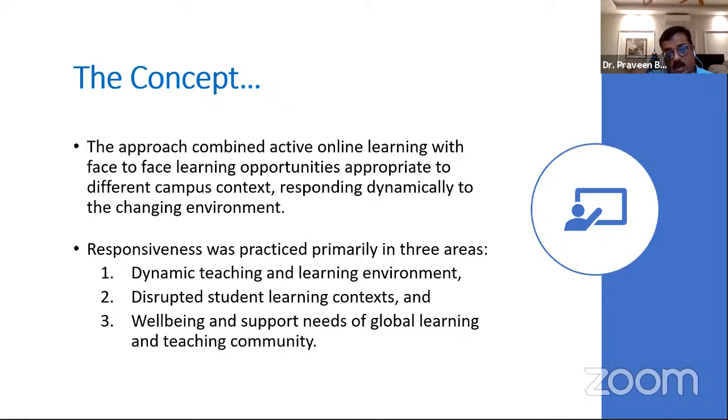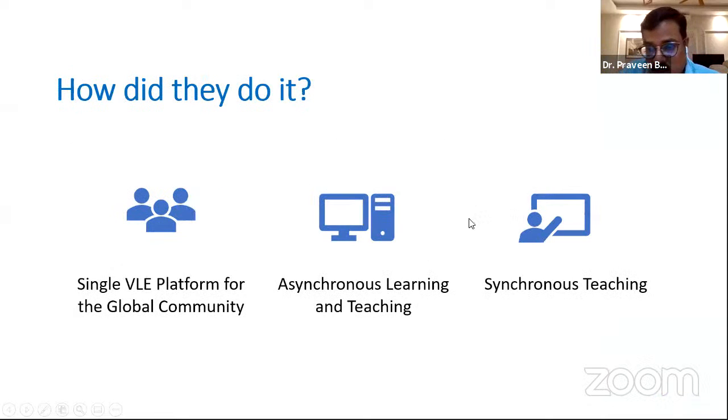This has really caused a lot of stress to the students as well as the staff members, because we act as a single campus, a single university. So these situations have caused a lot of additional stress, not only to the students, but to the academic staff as well. So this remodeling of the blended learning approach needs to take care of the well-being and support needs of the global learning and teaching community as well. How this was implemented, I'm going to discuss in more detail in the coming slides.